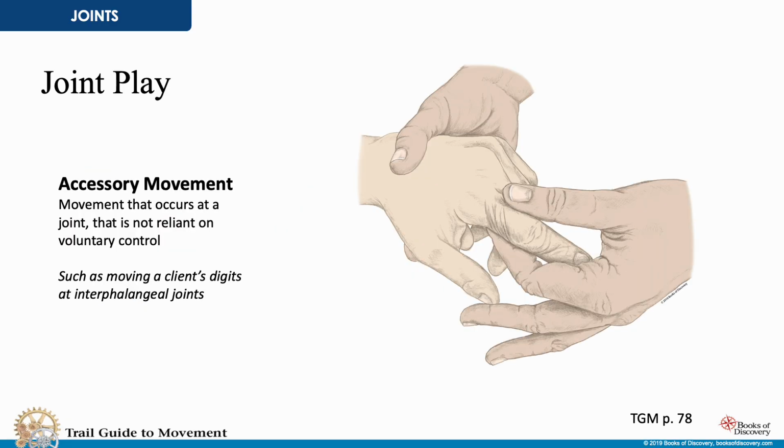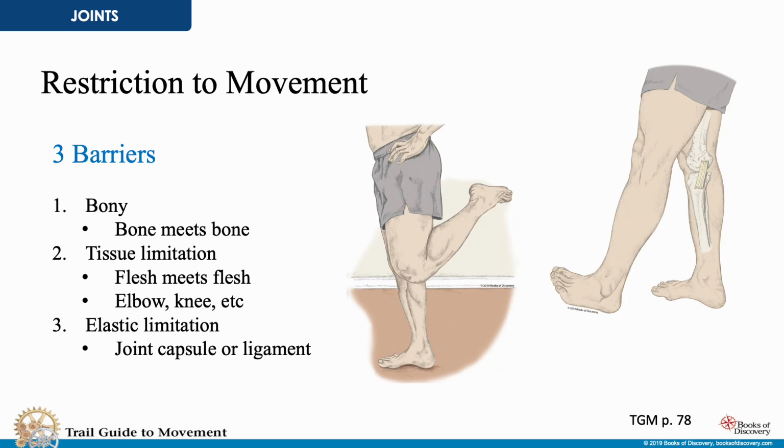Joint play, or accessory movement, occurs at a joint and is not reliant on voluntary control. A perfect example is when you're moving a client's fingers while massaging, at the interphalangeal joints. There are restrictions to movement, and there are three barriers.